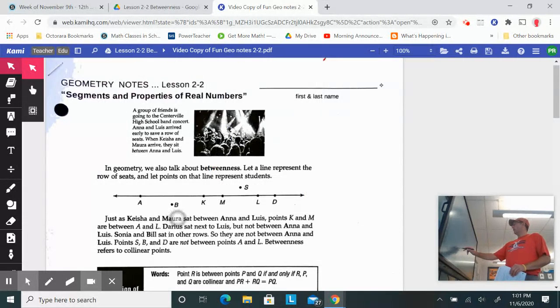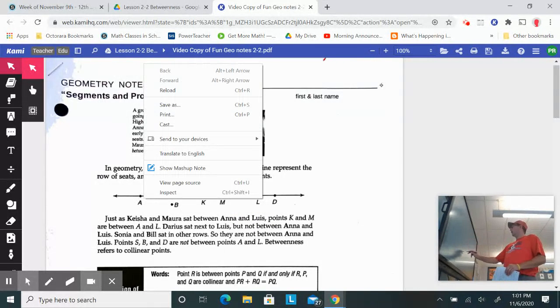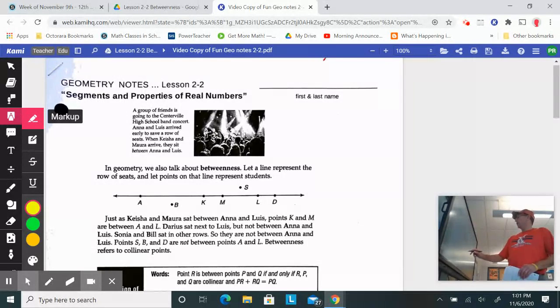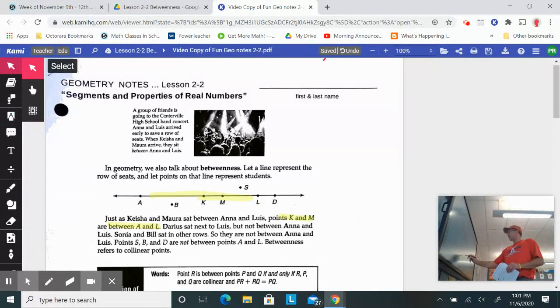Mara is going to be represented by M. And they're going to sit between Anna and Luis, and there's L there. So points K and M are between A and L. That's the idea of betweenness. So K and M are between the A and L. Points K and M are between. Pretty simple concept, right?